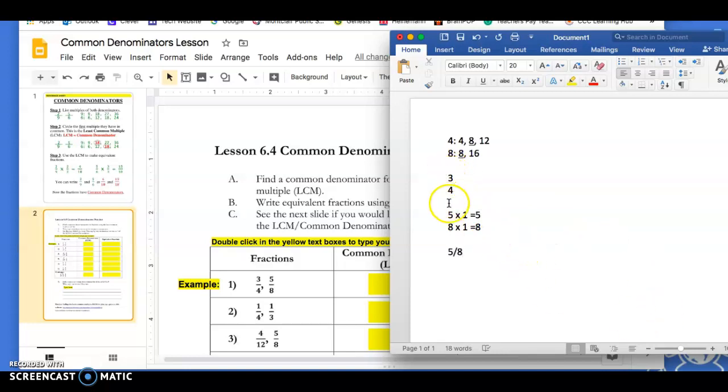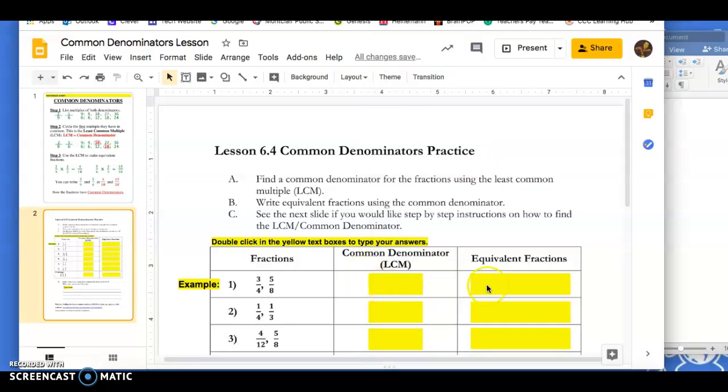All right, what's going to change is 3/4, okay? I need to think, 4 times what number will get me 8? And that is 2. So 4 times 2 will equal 8. Whatever I do to the bottom, I need to do to the top, to my numerator. 3 times 2 equals 6. So this is going to be 6/8, like that. So my common denominator is 8.